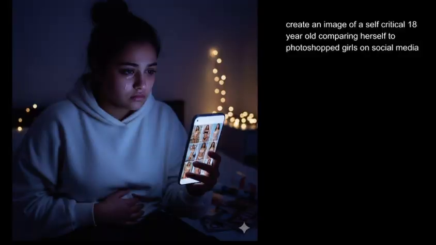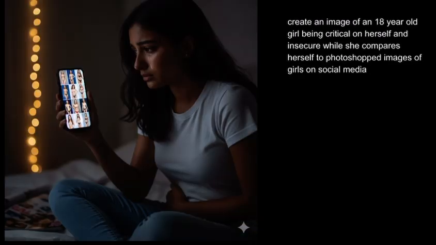So next I said create an image of a self-critical 18-year-old comparing herself to photoshopped girls on social media. And you can see here it also shows the photoshopped images, and it shows her holding her stomach to kind of show she feels insecure about her weight. And this was my final input.